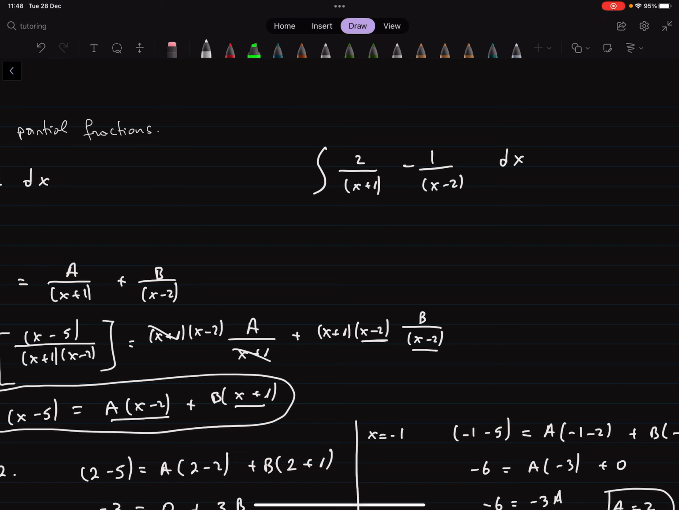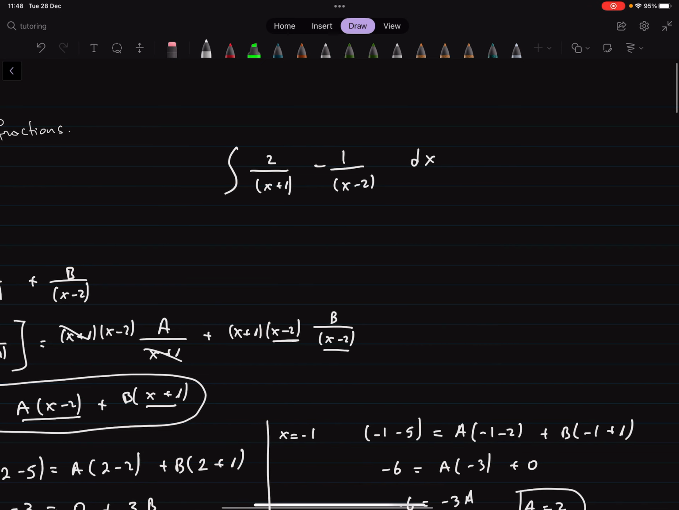Now, previously, we have been taught that when we differentiate ln of x, we get 1 over x. And if we go back, we would get ln of x. So think of it as differentiation and then integration. If we differentiate, we get 1 over x. If we integrate, we get ln of x. One last thing, we can also write this as 2 times 1 over x plus 1, because this will make it easier for us, and then minus 1 over x minus 2 dx.